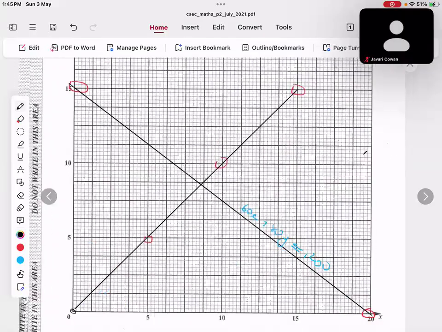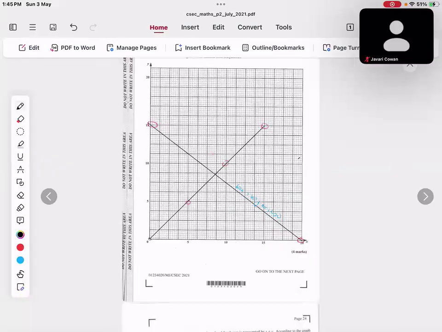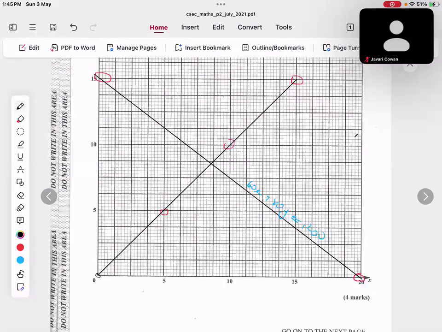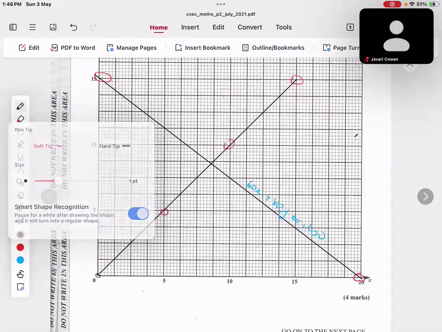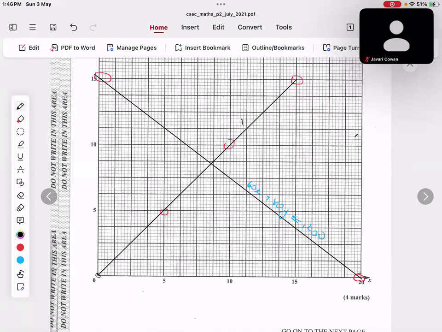So it's passing through that line there. So this line now is going to be called x is equal to y, or y is equal to x, same thing. So this line is going to be called x. This line is going to be called x is equal to y.